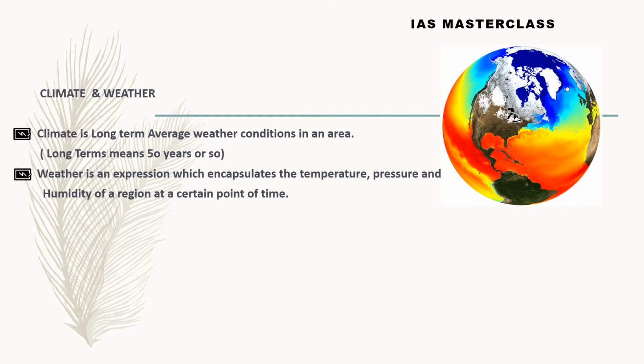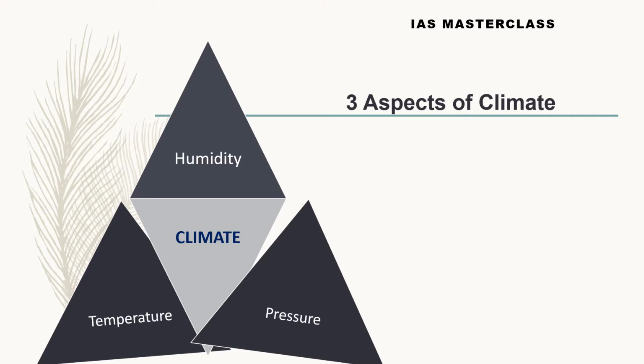Let's start off. Climate and weather. A lot of people interchange between climate and weather, isn't it? Now, it's simple. Weather is an expression which encapsulates the temperature, pressure, and humidity of a region at a certain point of time, whereas climate is long-term average weather conditions in an area. Long-term here means 50 years or so. Okay, there are 3 aspects of climate. Learning about climate means learning about 3 things, which are temperature, pressure, and humidity.